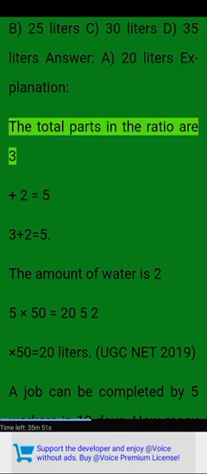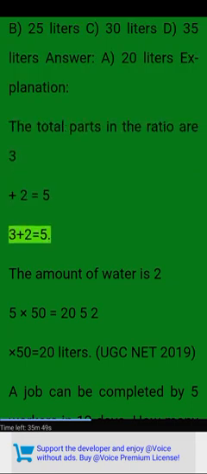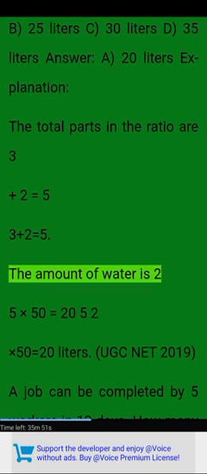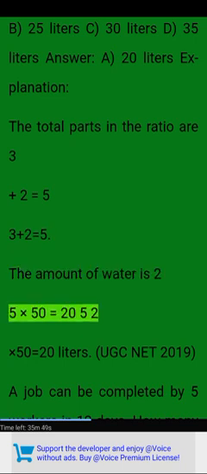The total parts in the ratio are 3 plus 2 equals 5. The amount of water is 2 over 5 times 50 equals 20 liters.